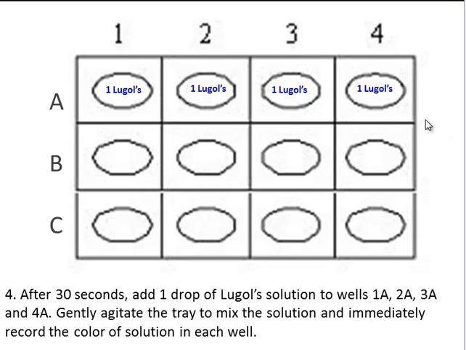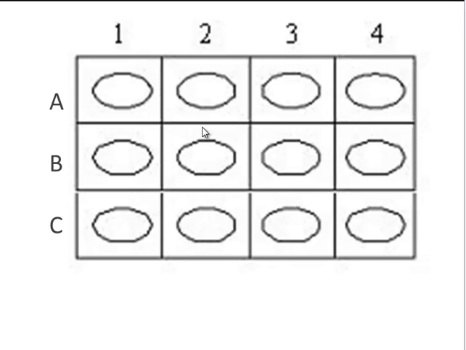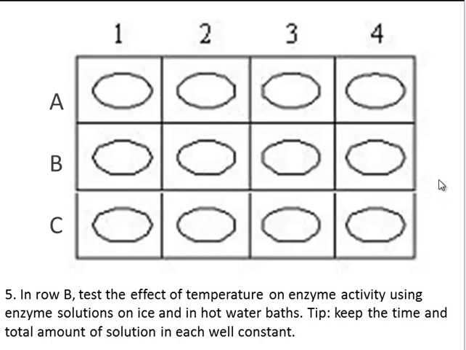Now you're going to modify that protocol to test the effect of temperature on enzyme activity. So you're going to use row B to test temperature. And there's going to be enzyme solutions available at different temperatures. There'll be an enzyme solution on ice, an enzyme solution in a warm water bath, and an enzyme solution in a hot water bath. It's up to you exactly how you want to carry out the experiment. Just keep in mind that you want to keep the time and the total amount of solution in each well constant. The only thing you want to change is the temperature for row B.